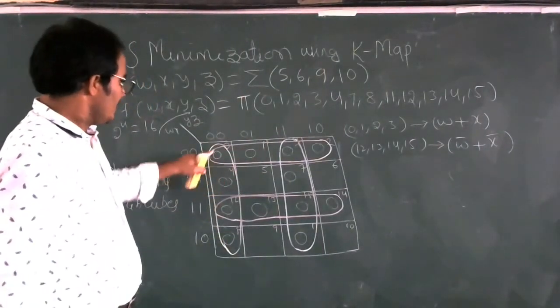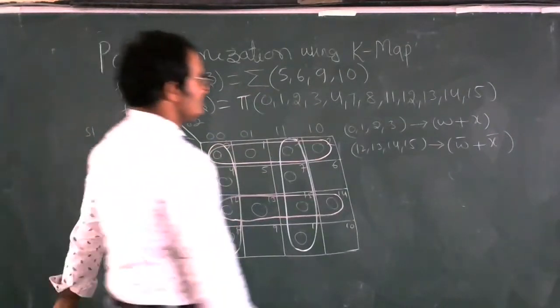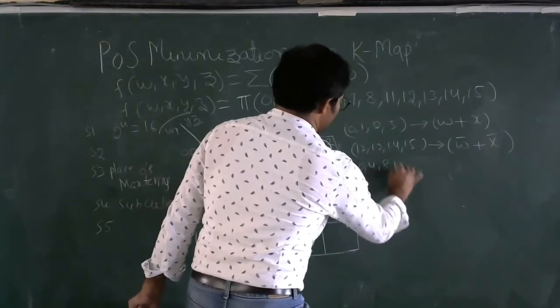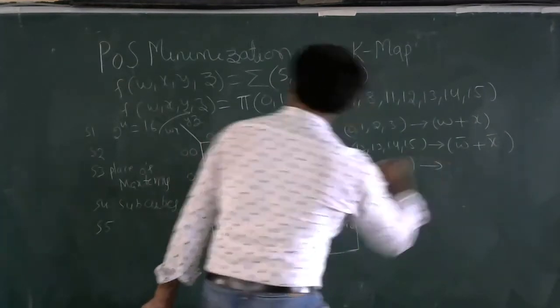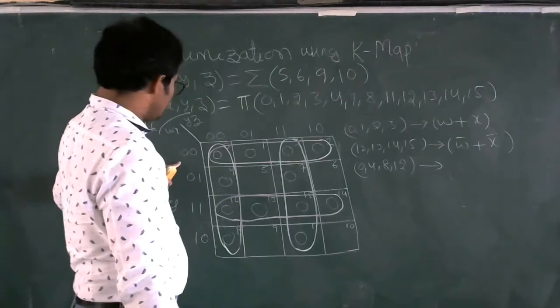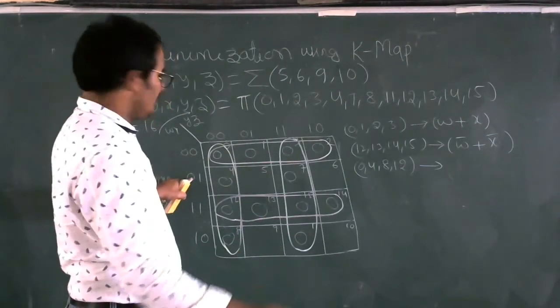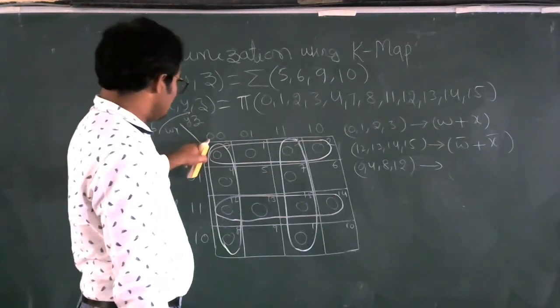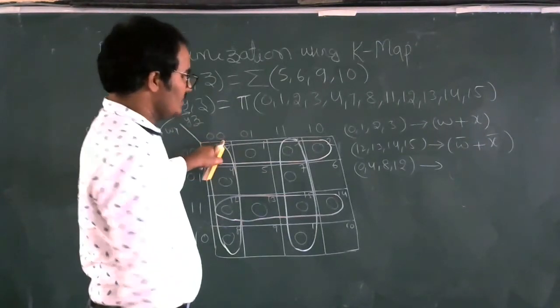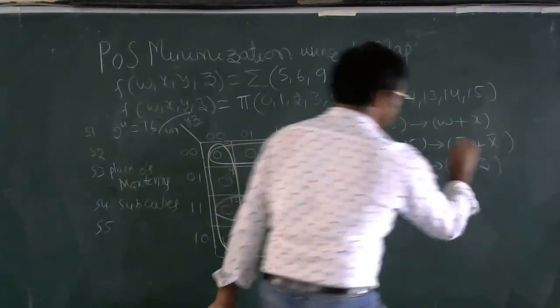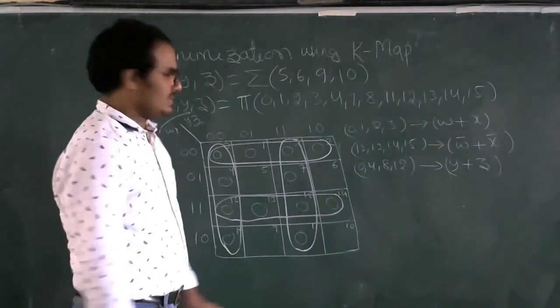Next we have 0, 4, 8, 12. The subcube 0, 4, 8, 12. So from this, what do we write? W is covered as 0 and 1, won't be there. X is covered as 0 and 1, won't be there. Y is covered as 0. Z is covered as 0. So there will be Y plus Z.